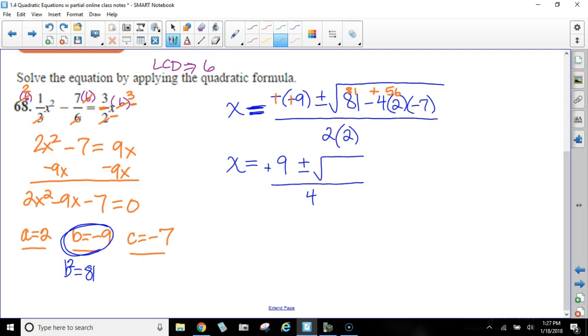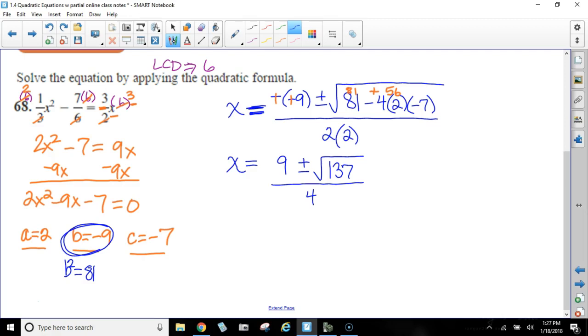And 81 plus 56 gives us 137, I believe. Now, we could be finished here. I do want to take off that little plus sign. But before we can be confident that we're finished, we do want to see if the square root of 137 breaks down. That's not going to be an i like it was on the last example, when we got 6i, because that's the square root of positive 137.